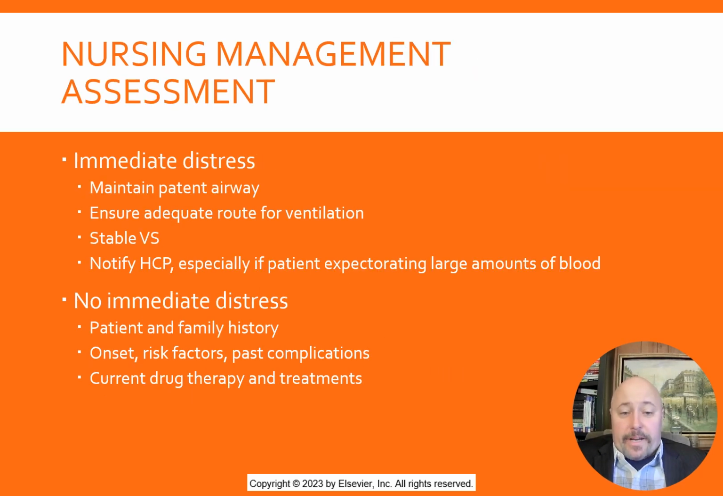In cases of immediate distress, our priority is to maintain a patent airway, ensure adequate route for ventilation, stable vital signs, and notify the healthcare practitioner, especially if the patient is expectorating large amounts of blood. In cases of no immediate distress, make sure we're getting a good patient and family history, onset, risk factors, past complications, and current drug therapy and treatments, of which that short-acting beta agonist albuterol is going to be a top priority. We want to get that airway opened back up as quick as we can.